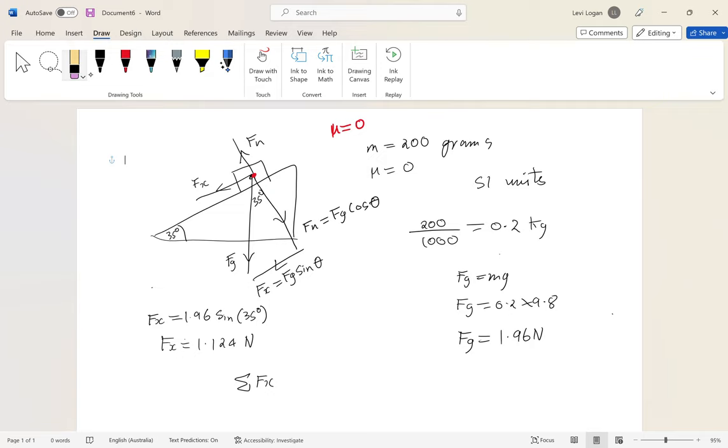So pretty much the sum of the forces in the x direction is just Fx, which is this force here. So that's pretty easy to find, because we already calculated it. So our acceleration is the sum of the forces in the x direction divided by the mass of the whole system. So it's going to be 1.124 divided by 0.2 kilos, and you should get 5.62 meters per second squared. Right, that was a lot easier than the other problem because it didn't deal with any friction.